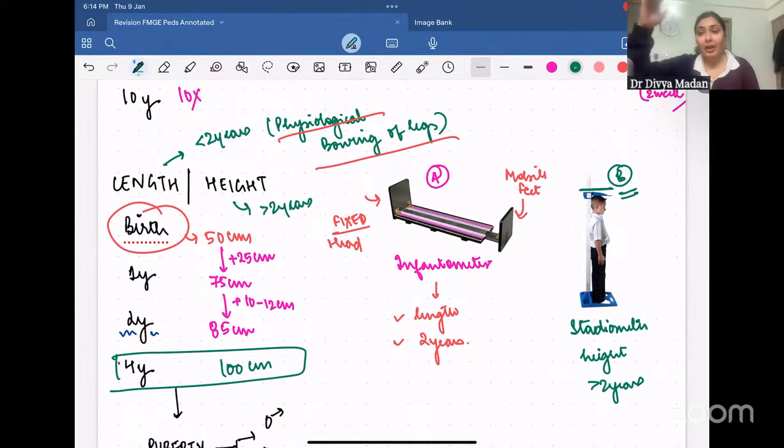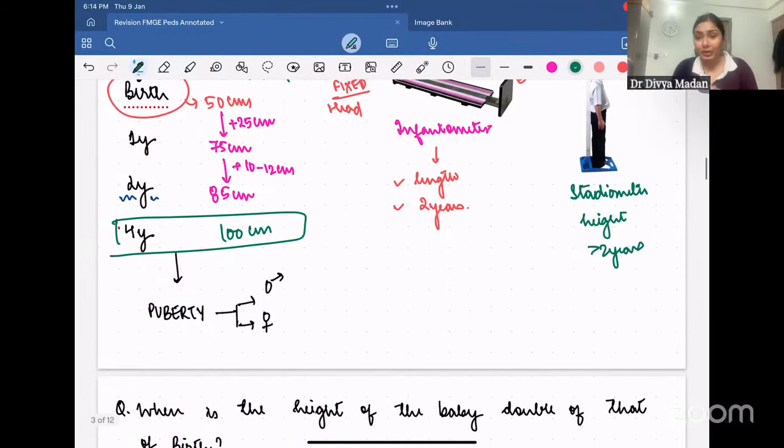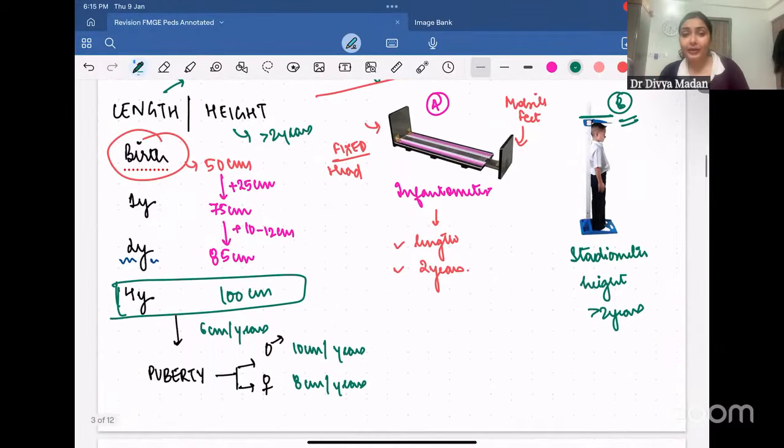Thereafter, there will be a sudden increase in the height, right? Because of the puberty, right? So after 4 years of age till puberty, the height increases 6 centimeters per year. And as soon as the puberty hits, there will be a growth spurt, the height will increase. In males, it can be as much as 10 centimeters per year. And in females, it can be as much as 8 centimeters per year, right? So this is the height or length trend that we see in normal individuals, right?